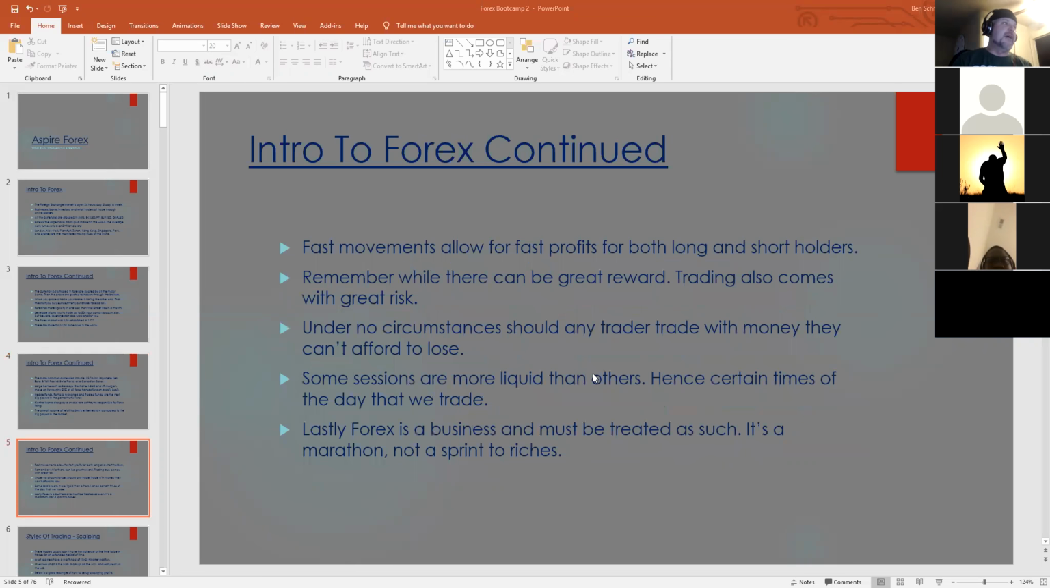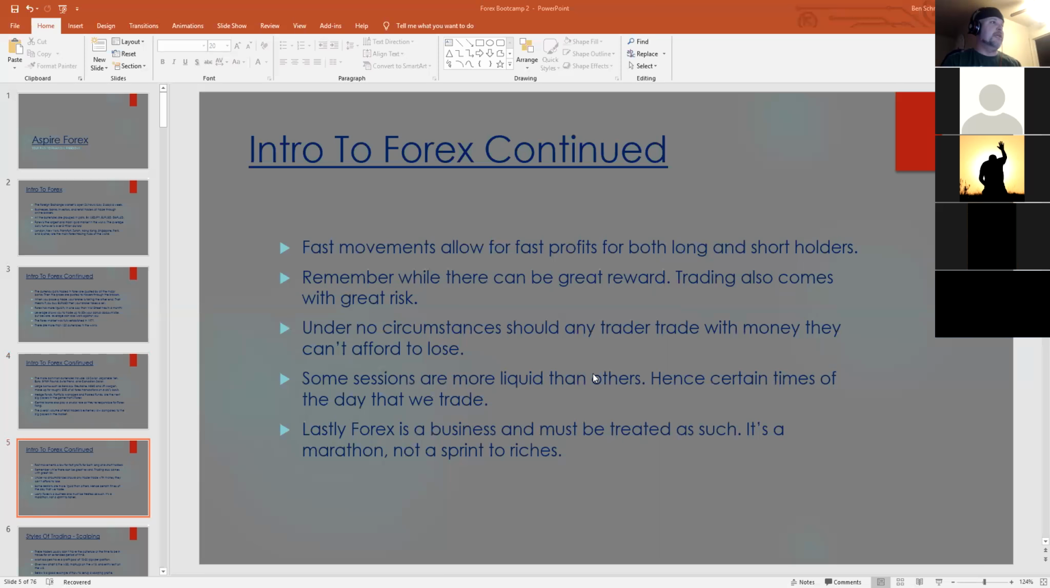Fast movements allow for fast profits for both long and short holders. This is another thing that, when I'm explaining Forex versus stocks to people that have never heard of it, is the difference here, okay? With stocks, you buy your stock or you sell your stock and you got to hold your stock, and then it's gaining or losing a little bit of percentage here and there, right? And you're just kind of watching it, okay? You guys can get in on the 5-minute chart in Forex, grab 50 pips in a couple minutes and get your money and get out, right?